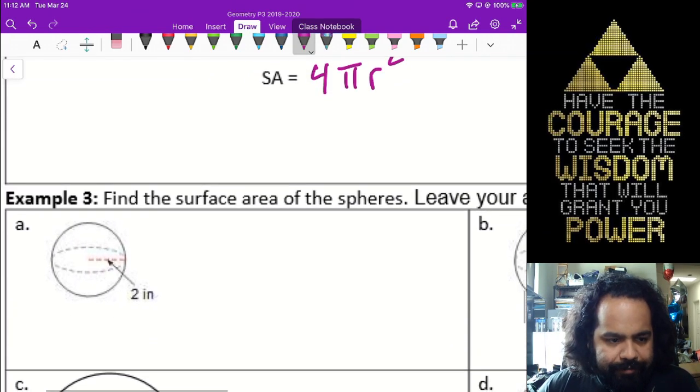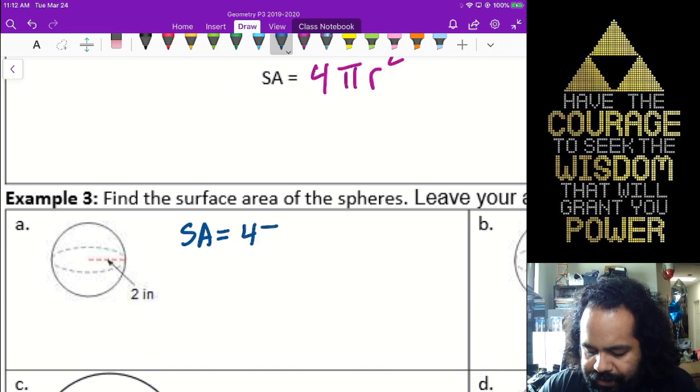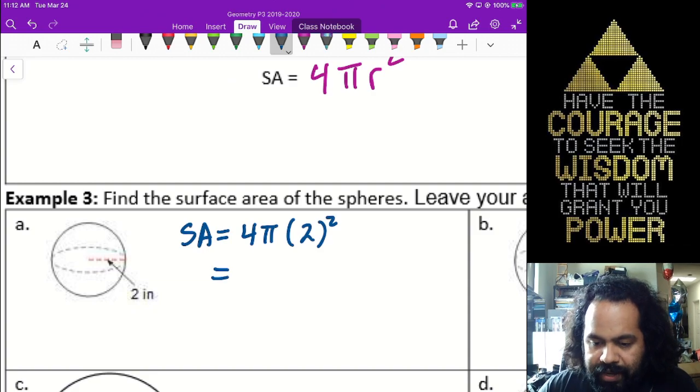So right here, my radius is 2. So 4 pi times 2 squared. 2 squared is 4. 4 times 4, 16.